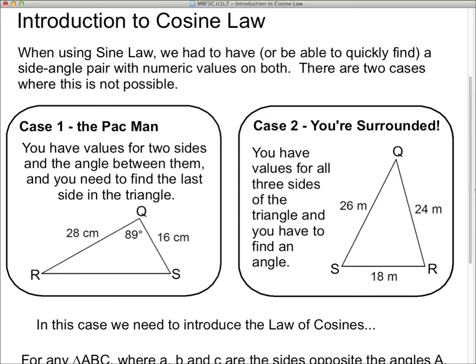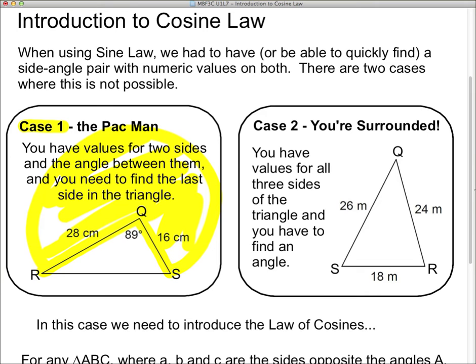Case one we call the Pac-Man. You have values for two sides and the angle between them, and you need to find the last side in the triangle. So we're talking about this one, ladies and gentlemen. I'm going to use my highlighter here to show you what we're talking about. Case one, the Pac-Man. Why is it called the Pac-Man? Well, look, we've got this mouth here and we got this mouth here, and it's eating the angle in the middle. Looks an awful lot like Pac-Man to me, doesn't it?